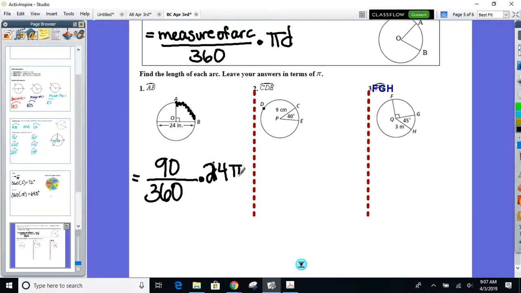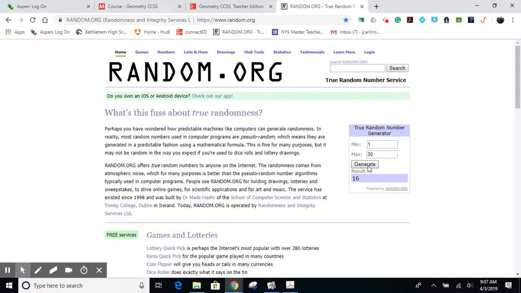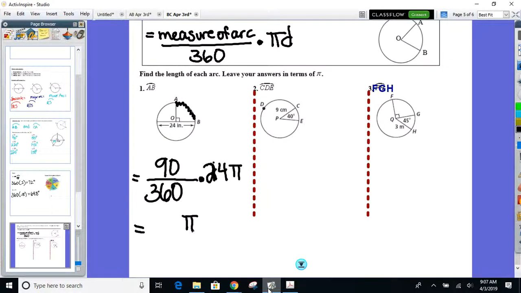And as Grace just said, keep the pi in your answer. So I'm going to my calculator right now, and I'm doing 90 over 360 times 24. And 16 when you're ready. 6 pi, thank you very much for remembering. If your diagram has units, so does your answer. 6 pi units. That's how long AB is.